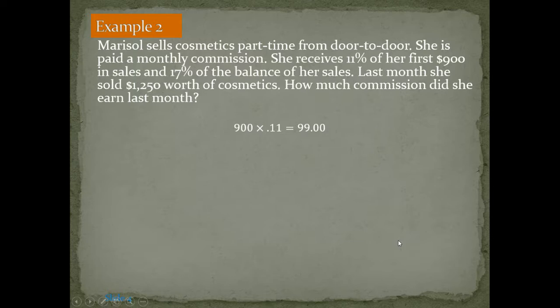We're going to take the $900 and multiply it by the 11% first to see how much money she made off of that $900. So she makes $99 off of the first commission based on the $900.